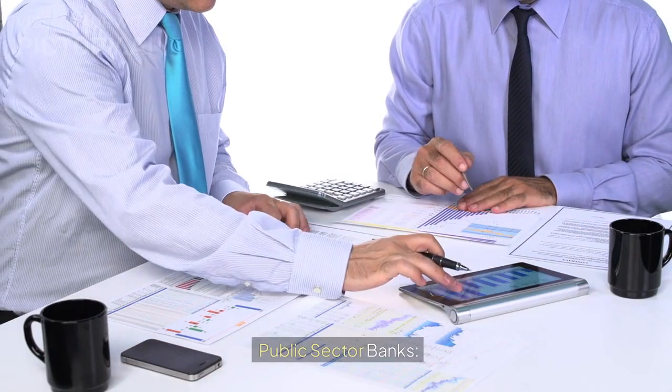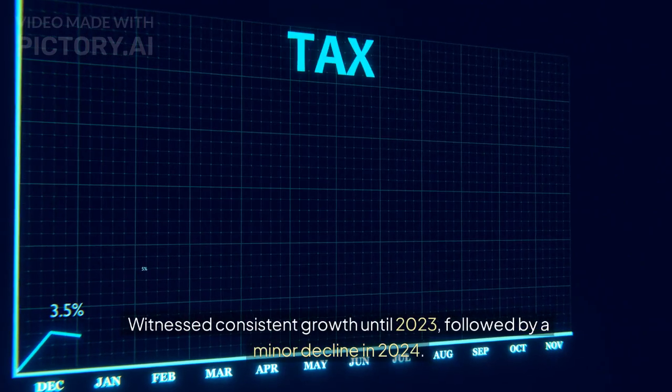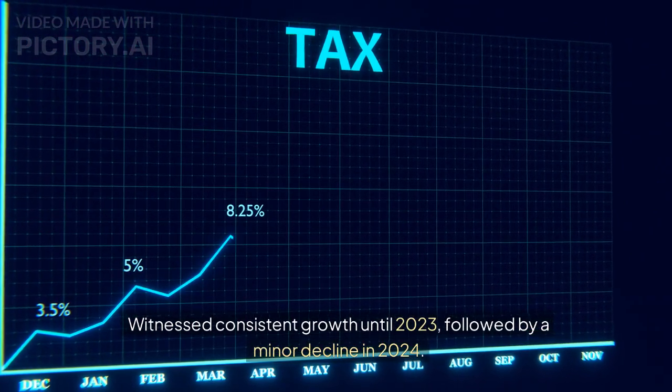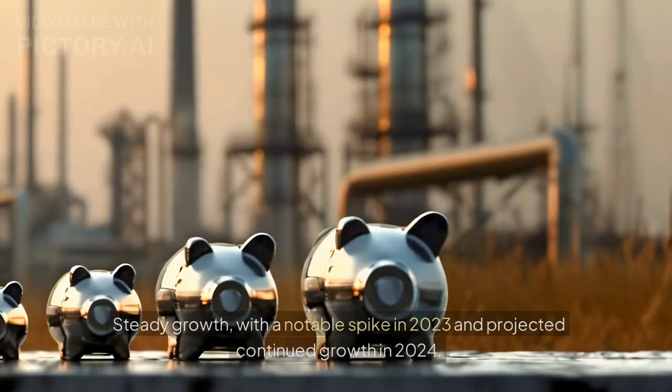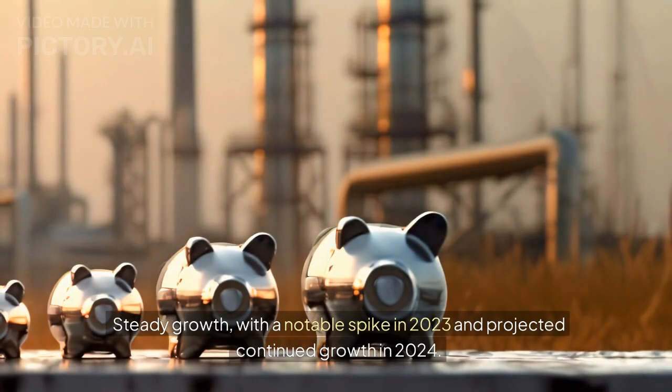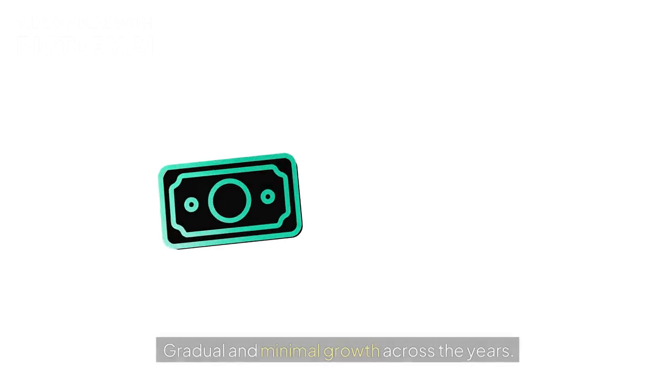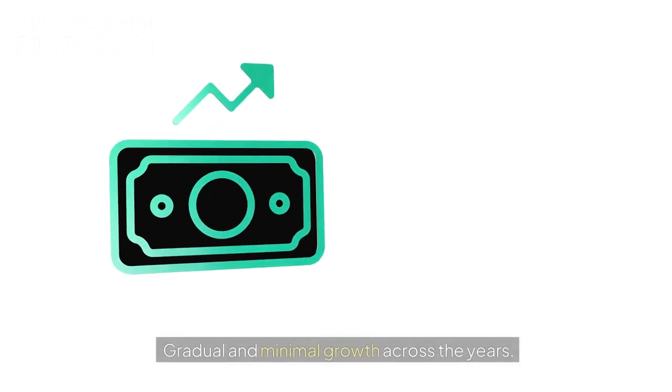2. Key observations. Public sector banks witnessed consistent growth until 2023, followed by a minor decline in 2024. Private sector banks, steady growth, with a notable spike in 2023 and projected continued growth in 2024. Foreign banks, gradual and minimal growth across the years.